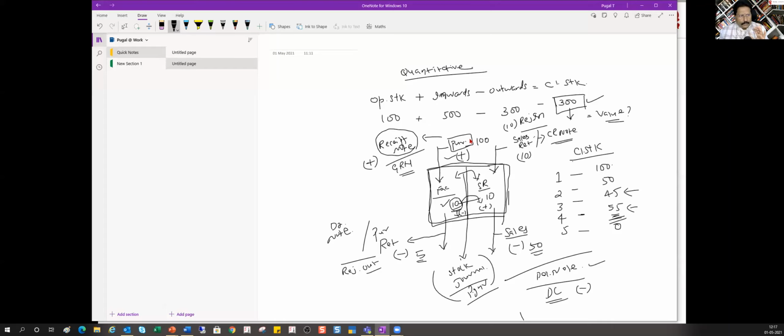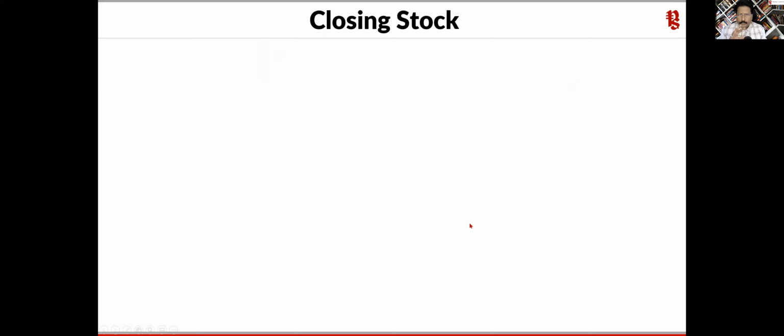Okay, so in the next session, we will discuss the closing stock. We have understood this, so this should give you more clarity, and we will see how the closing stock is arrived at, and also touch upon the very important aspect of the valuation of your closing stock.